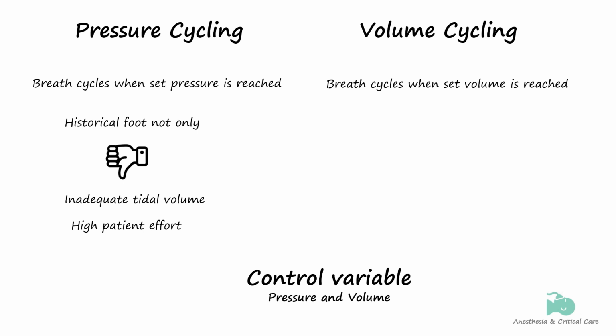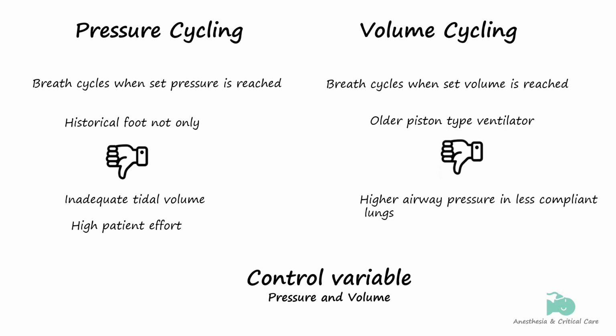Similarly, a volume-cycled breath ends when the specified set volume has been delivered. Older models of piston ventilators were volume-cycled, where the ventilator would cycle to expiration when the piston delivered a predetermined volume. The volume will therefore remain constant, even though the characteristics of the patient's respiratory system may change. As a result, volume cycling has the propensity to generate high peak airway pressures when the lung compliance deteriorates, resulting in large incidences of pneumothorax in the past.